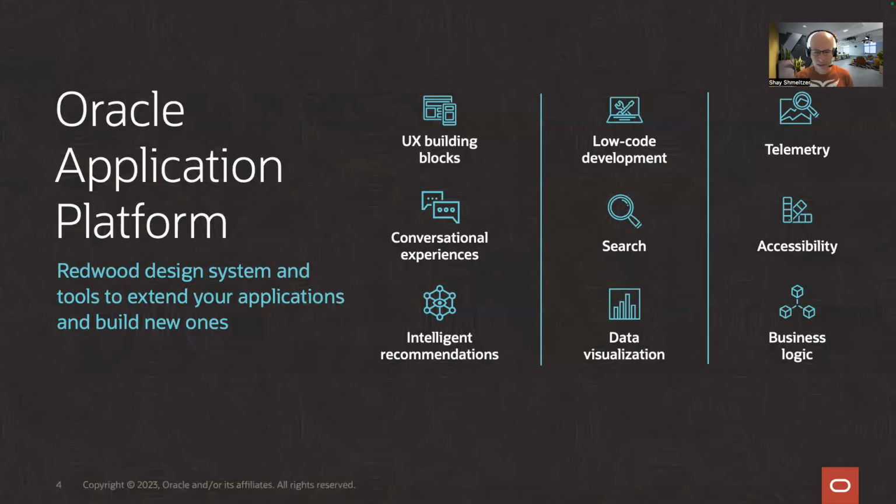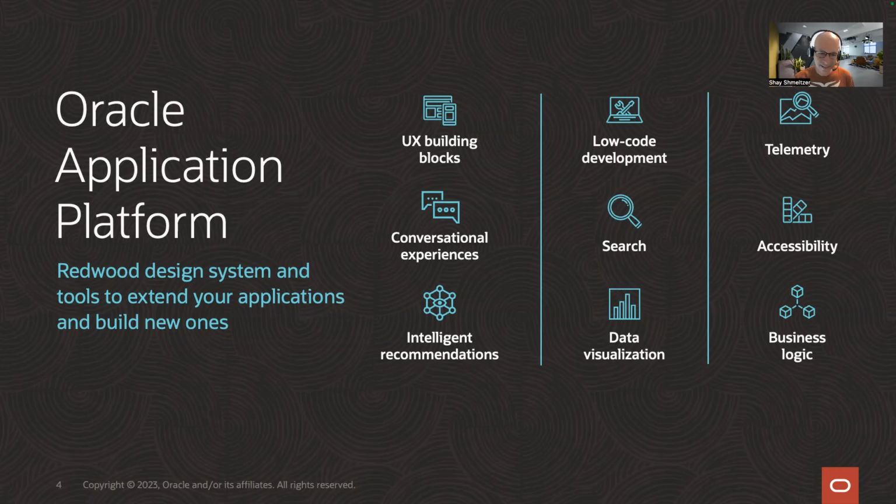Now, the nice thing that we're doing is that we're giving you the Oracle Application Platform to create those extensions. And the Oracle Application Platform is basically the same platform that we are using to build Fusion applications, in your hands, allowing you to use the same tools and the same technologies to build your extensions. This is all based on the Redwood user experience, the design system, with a bunch of tools and capabilities that are built into the system, allowing you to create advanced extensions, just like we create the application.